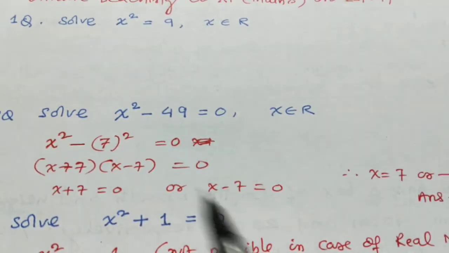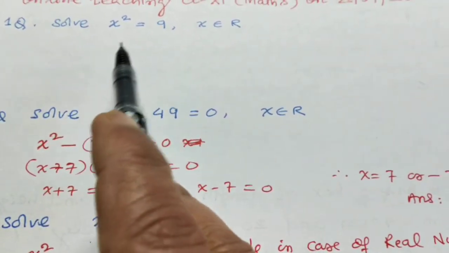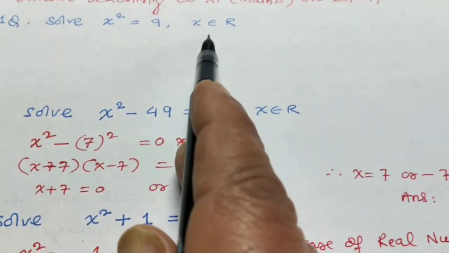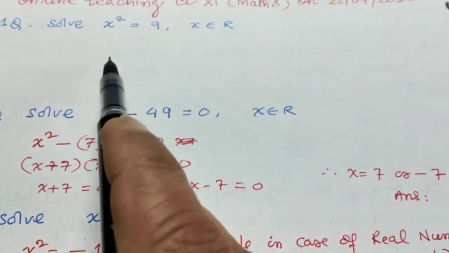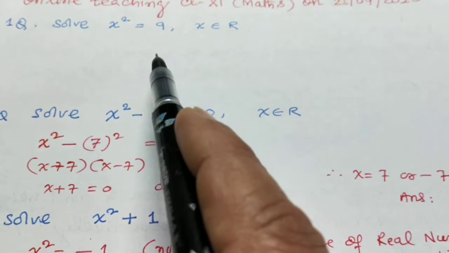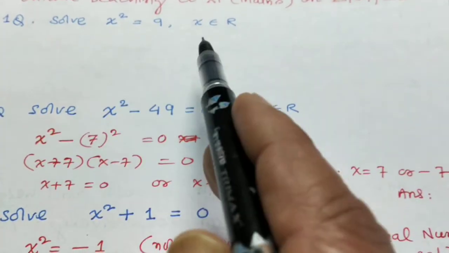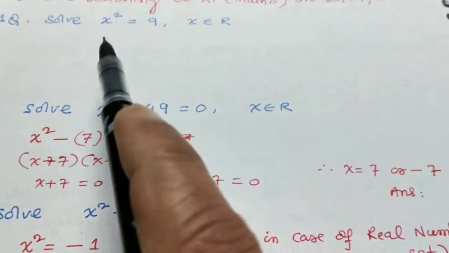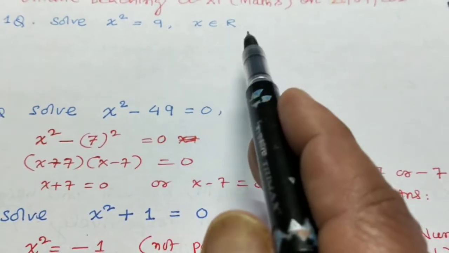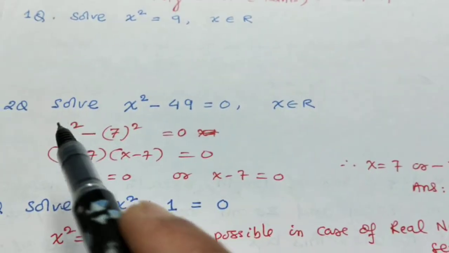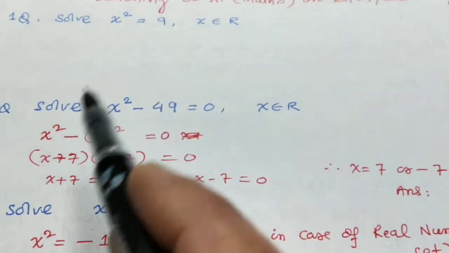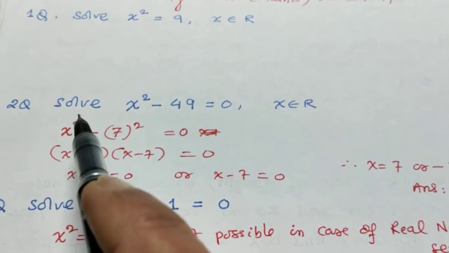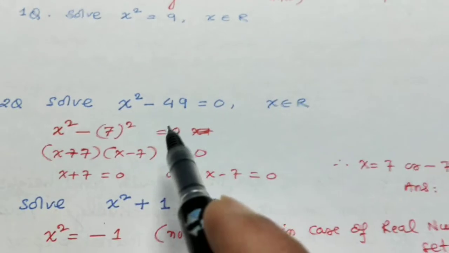Say for example, the question is x square equals 9, given x belongs to real numbers. Then normally students write x is equal to 3, but it should be plus or minus 3, because both will be solutions, since it is a real number. Now, if it is a natural number or whole number, then only x will be 3.